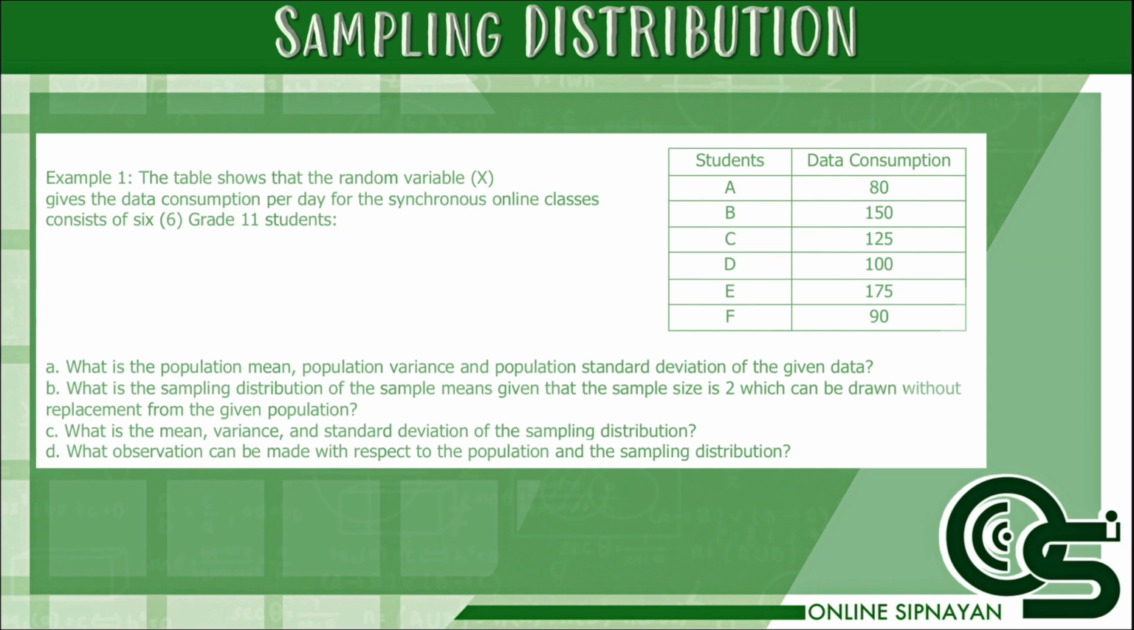This table shows the data consumption per day of synchronous online classes of 6 grade 11 students. And these are the questions that we have to answer. For letter A, what is the population mean, population variance, and population standard deviation of the given data? B. What is the sampling distribution of the sample means given that the sample size is 2, which can be drawn without replacement from the given population? C. What is the mean, variance, and standard deviation of the sampling distribution? D. What observation can be made with respect to the population and the sampling distribution?